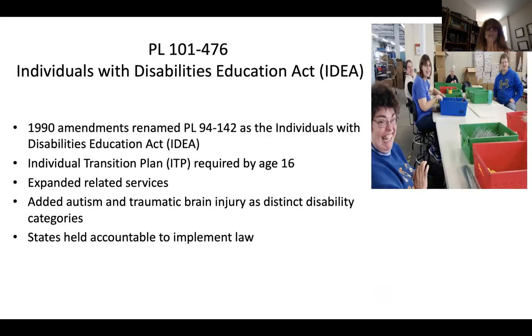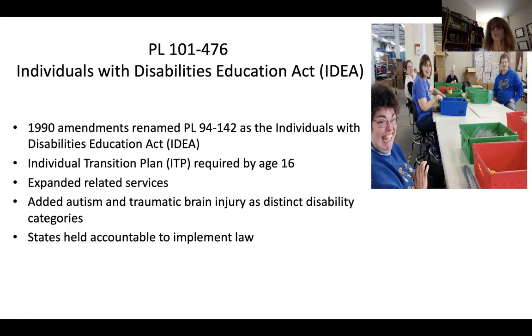In 1990, the amendment changed the name of the public law to the Individuals with Disabilities Education Act, or as we still tend to refer to it, IDEA. The amendments also included that the individual transition plan be required within a child's individual education plan by the age of 16.